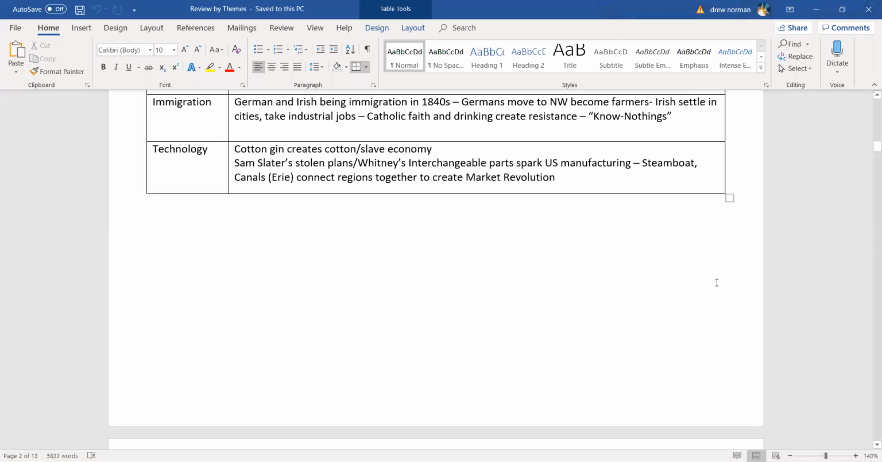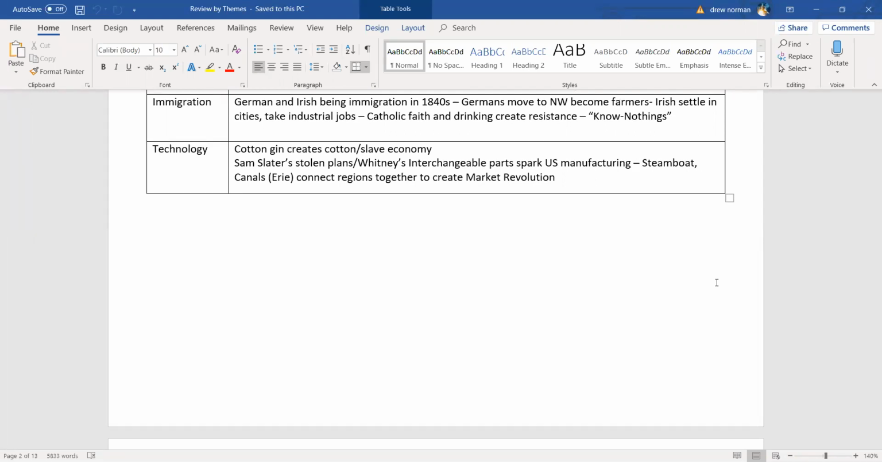And then the last one, we've already talked a good bit about some of this, but you have the cotton gin, which creates the cotton and slave economy. Sam Slater steals plans from Britain, brings them back, and creates our factory system. That's why he's called the father of the American factory system, because he stole plans. And then Eli Whitney creates interchangeable parts, which also helps industry, because if you can create assembly lines of some kind, then you can create a lot more products.